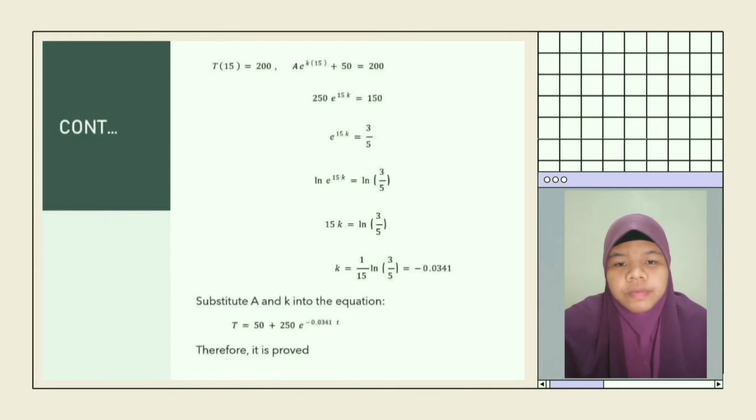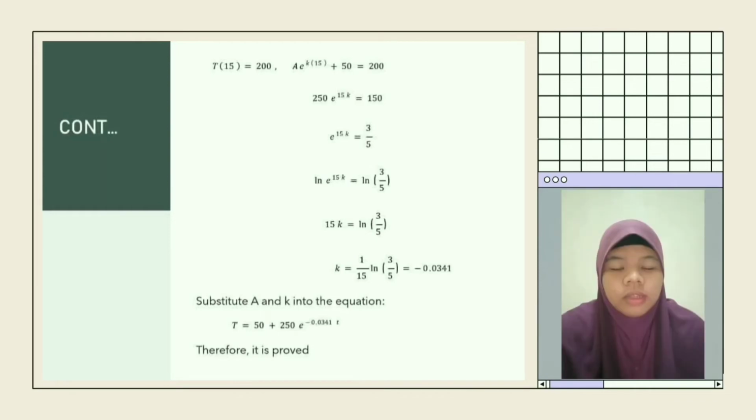Then substitute the values of A and K into the equation. A is 250, K is negative 0.0341. So the equation will be T equals 50 plus 250 e power of negative 0.0341 T. Therefore, the equation is proven.